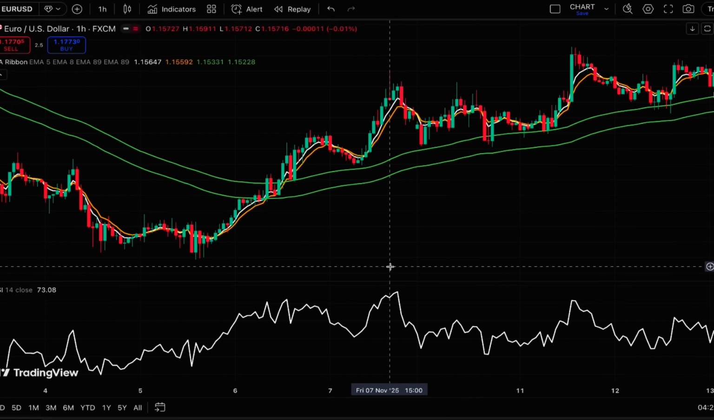Alright, we're done with the settings of RSI, and now let me teach you how you can find trading opportunities based on this setup.